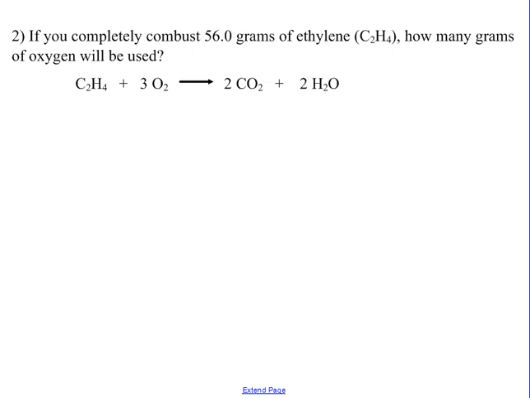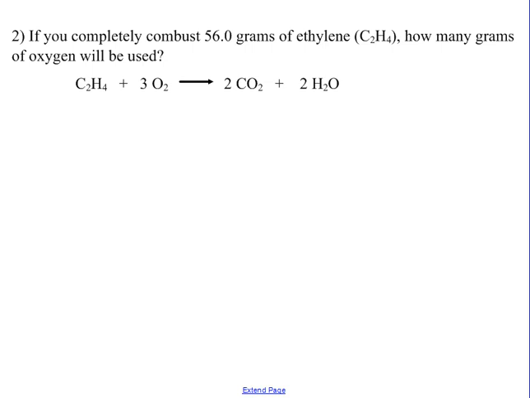If you completely combust 56.0 grams of ethylene, which is C2H4, how many grams of oxygen will be used? So we have an equation here. It appears to be balanced, and this is always something you should check first. If the equation's not balanced, you will have to balance the equation before you proceed to the stoichiometry problem. So we see here that this is a balanced equation.